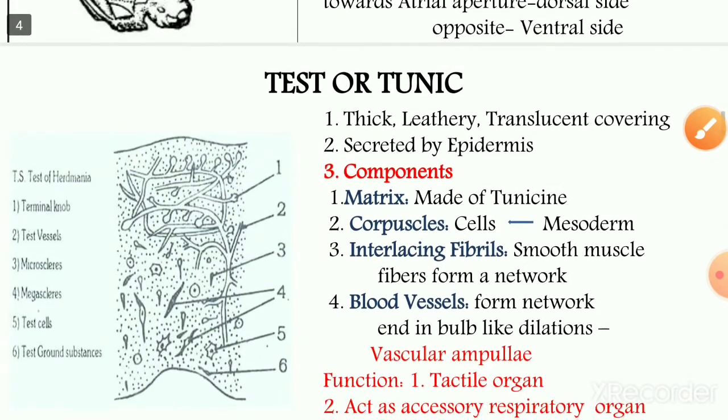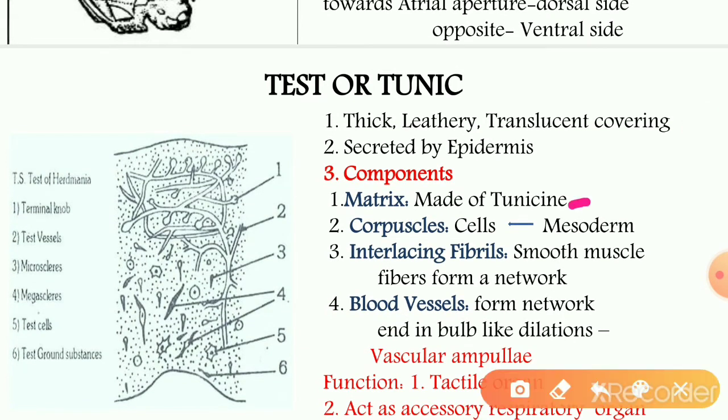Now about its test or tunic. The main character of Herdmania is its test. It is made up of tunicin chemical. That's why it is also called tunic. This tunic or test is a thick, leathery, translucent covering, and it is secreted by the epidermis layer. The components of the test are, first, the matrix. The matrix is a gelatinous substance, and it is formed of tunicin polysaccharide.